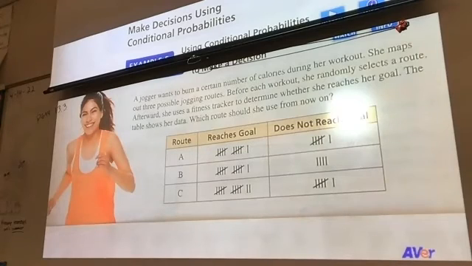Which route should we use? B. Why? Okay, I know we can kind of look at that and say, yeah, she probably reaches it more often. How can we know for sure that she reaches it more often?